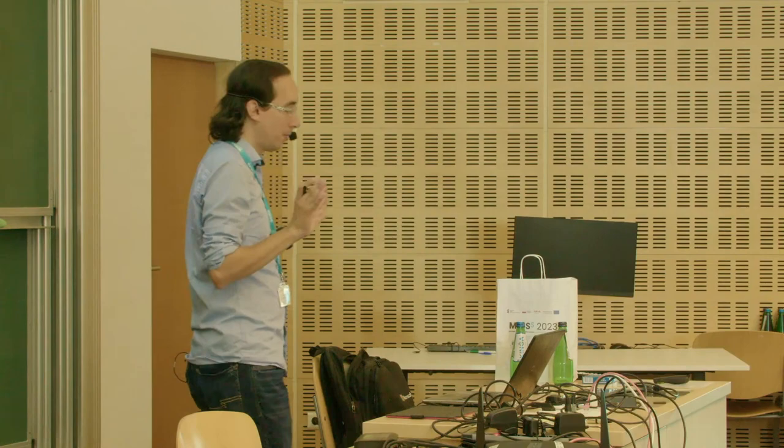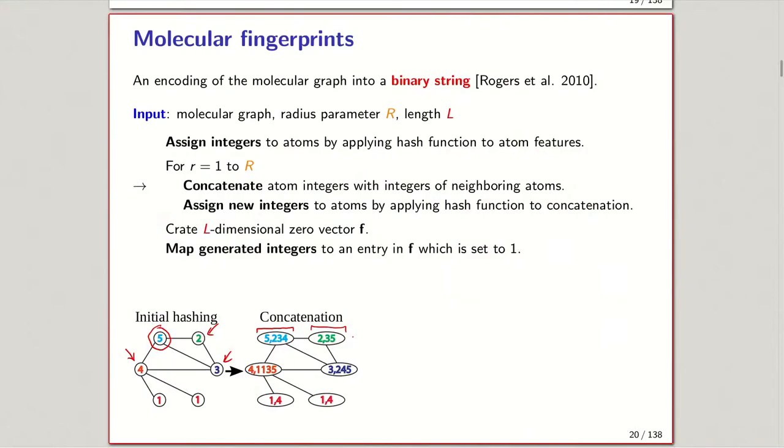So now we're going to use our hashing function, and we map these identifiers of the nodes and their neighbors into additional integers.